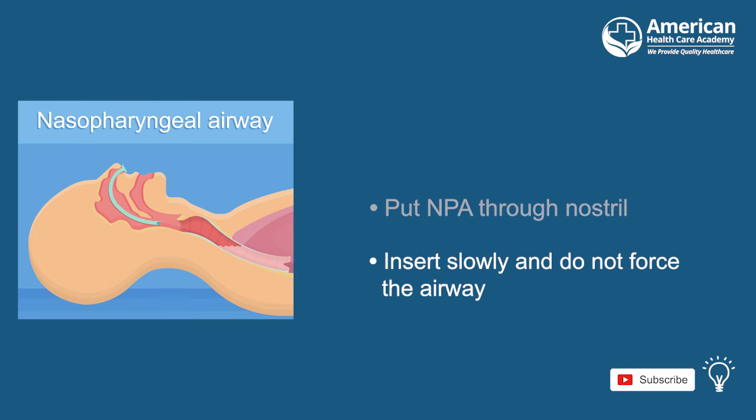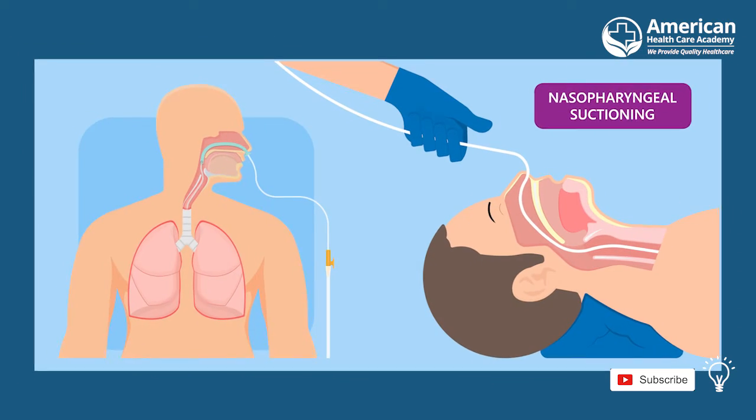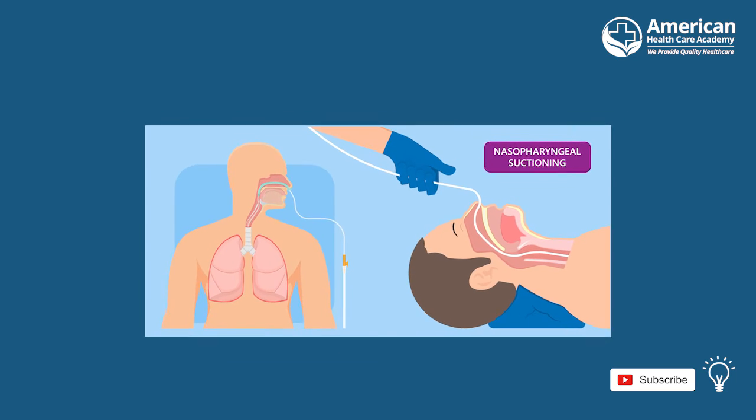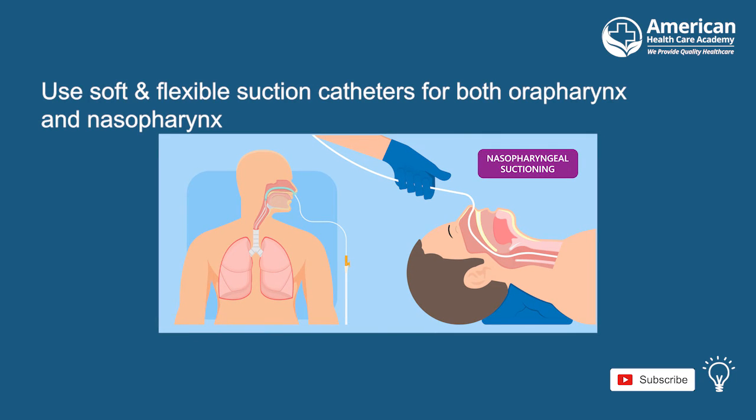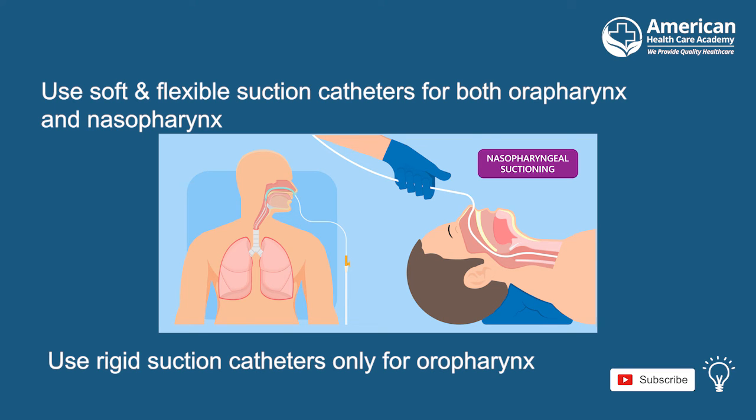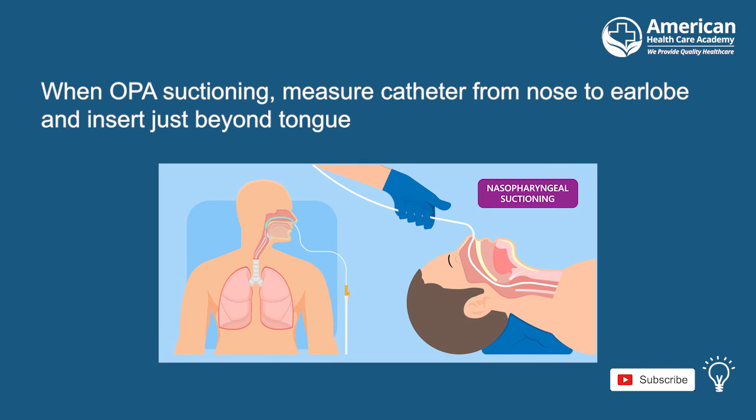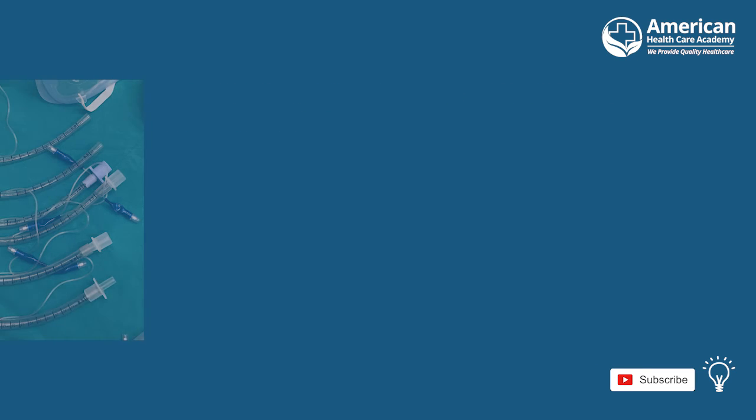Suctioning helps maintain a patient's airway by removing secretions, blood, or vomit. When suctioning, use soft, flexible catheters for the oropharynx and nasopharynx, and use rigid catheters only for the oropharynx. When oropharyngeal suctioning, remember to measure the catheter from the tip of the nose to the earlobe. Insert the catheter into the oropharynx just beyond the tongue.